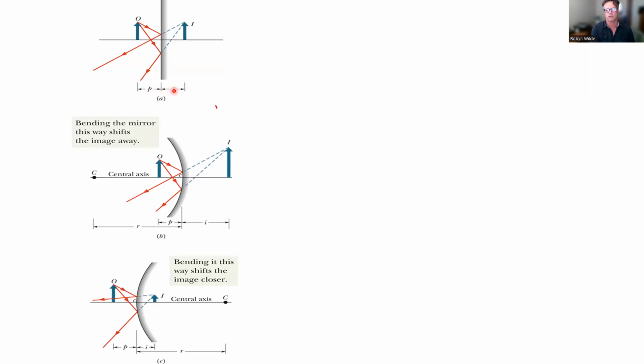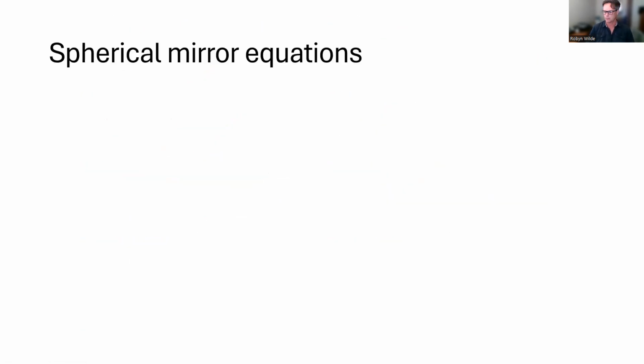So now remember, going back, we're going to call our object and image distances P and I. Sometimes you'll see, again, different notations. You might see D sub O for object distance, D sub I for image, but we're going to stick with what the book does. And I'm going to write down our first equation, which relates the P object distance, I image distance, and focal distance. So it's 1 over P plus 1 over I equals 1 over F.